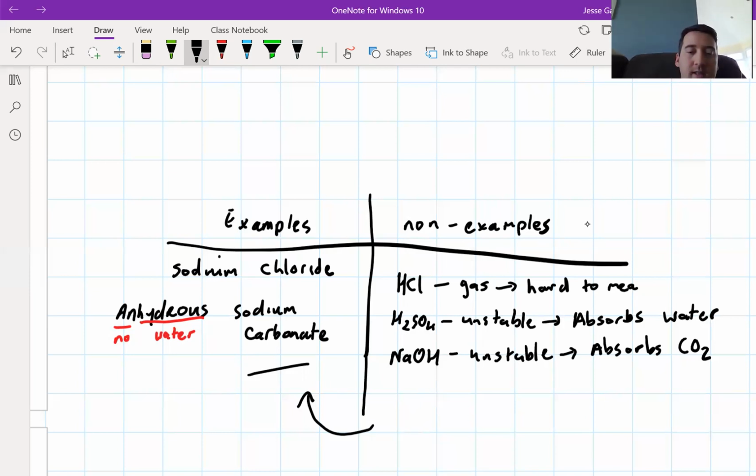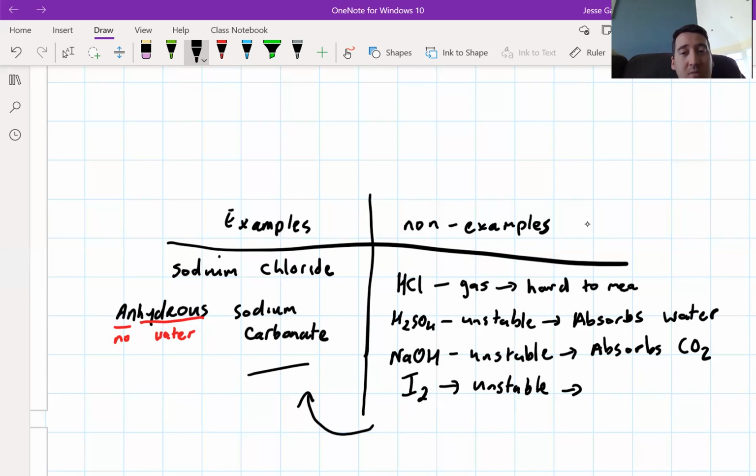The last one that we might see later down the line is iodine, I2. Okay, I2 is also unstable. It's unstable because as you measure it out as a solid, it's turned into a gas. So it changes directly from a solid to a gas.